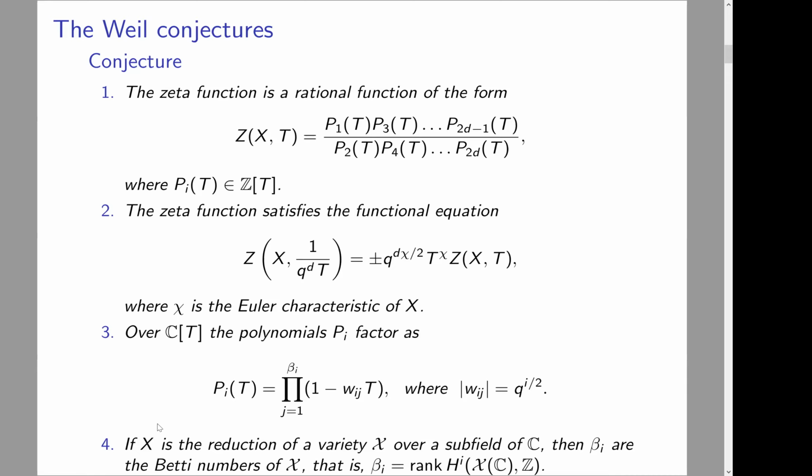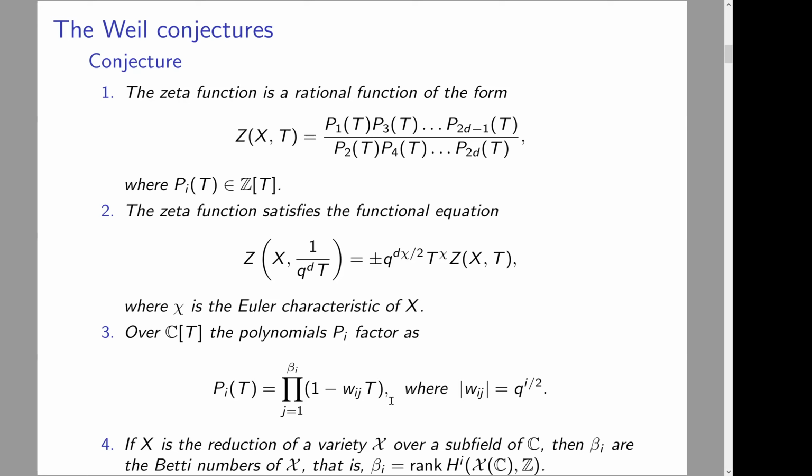And then perhaps the biggest piece of the Weil conjectures, number 3, is that if you actually factor these integer coefficient polynomials over the complex numbers, look at their complex roots, they all have this form. They are all of the same absolute value, precisely q to the i over 2. This is what we call the Riemann hypothesis, because, again, with the change of variables t equals q to the negative s, we're kind of saying something about the zeros of this.